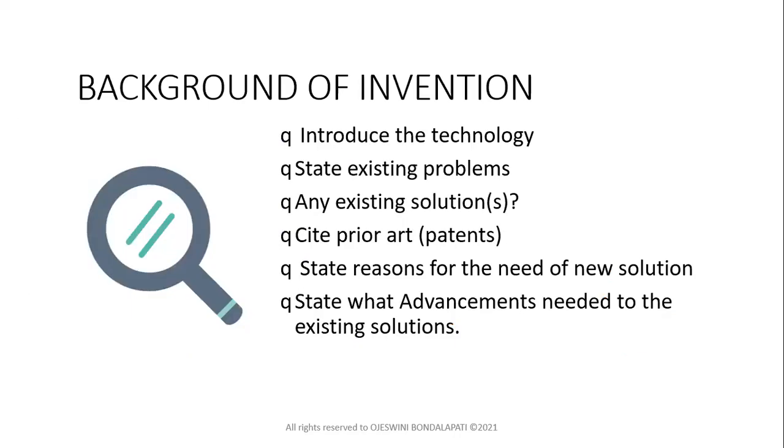So in the background of the invention, as I was explaining yesterday, we should also introduce the technology. Now we are talking about air purifiers. We can give a briefing of around 2 to 3 sentences, if possible, regarding what an air purifier is and what exactly it does. And we can also state the existing problems. Whatever existing issues there are in the products already in the market, we can bring all those problems into another paragraph.